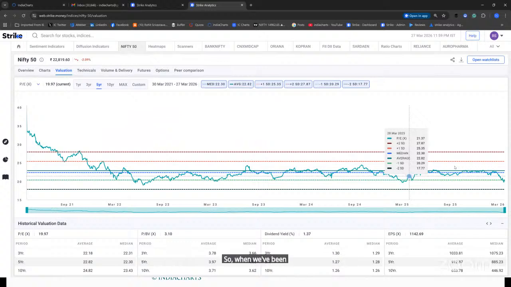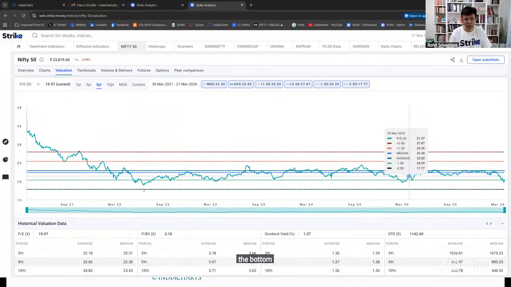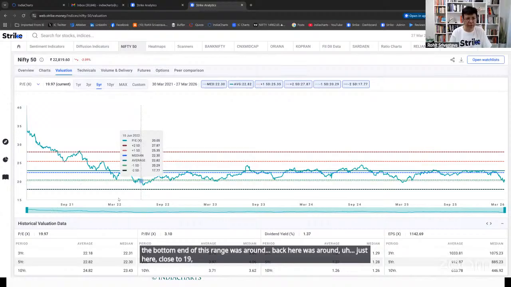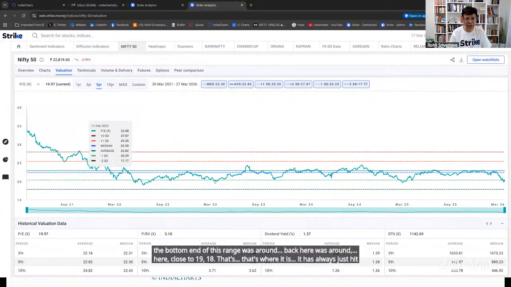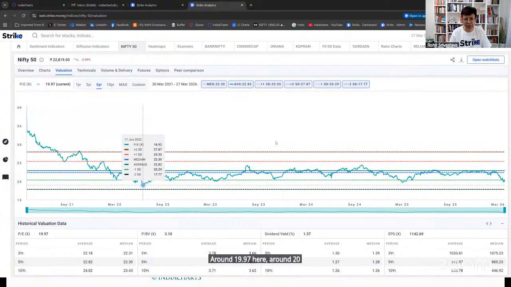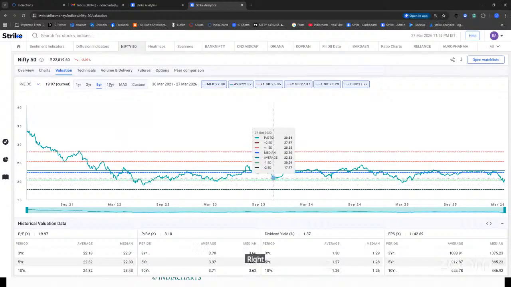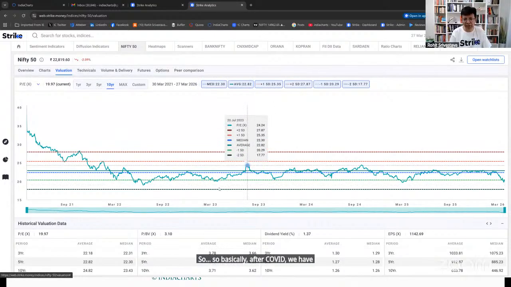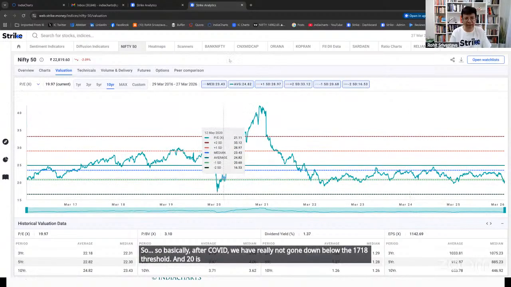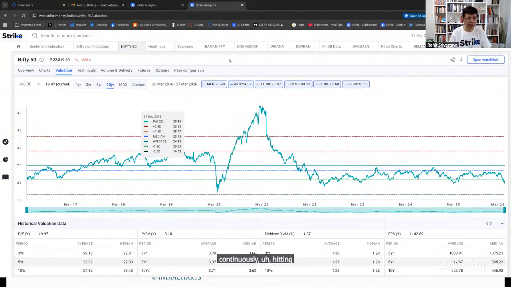When we've been in this range, the bottom end of this range was just here, close to 18, 19. That's 19, where it has always just hit and stopped. 18 here, around 19.97 here, around 20-something here. In COVID, it had gone to 17-something. So after COVID, we have really not gone down below the 17, 18 threshold. And 20 is the line at which we are continuously hitting in the current cycle.